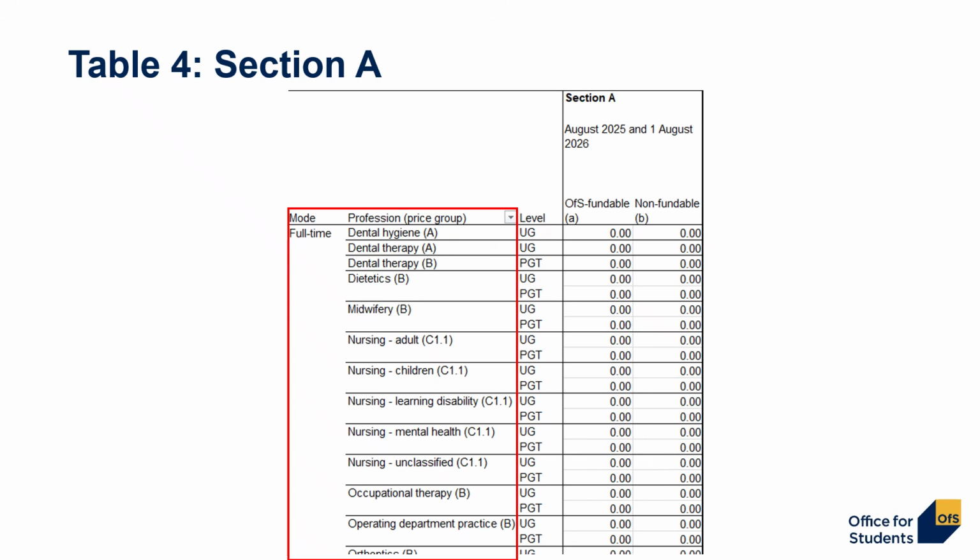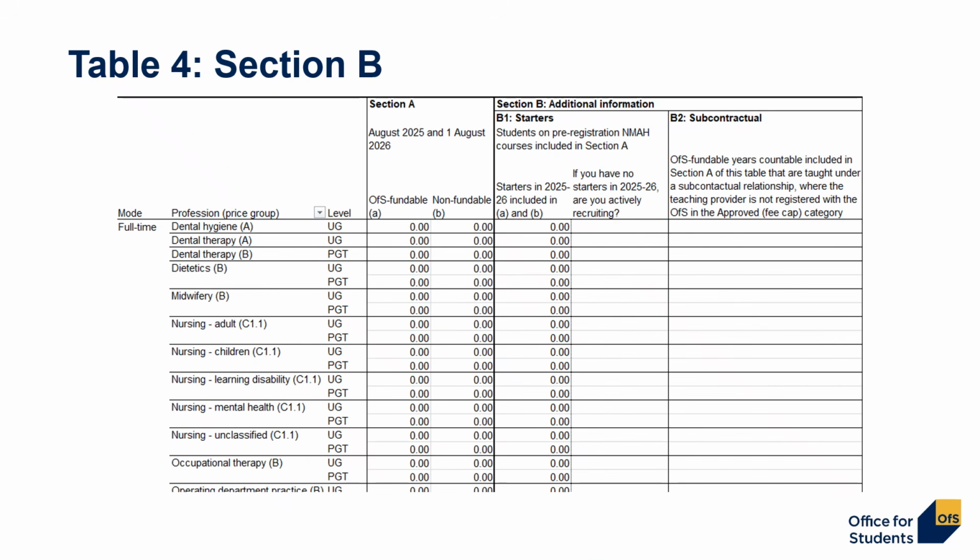For each of these modes of study, there are rows for all of the professions whose course numbers need to be recorded on this table, and as usual, these are divided between the undergraduate and postgraduate taught levels. On the right, we have Section A, into which numbers should be entered for home fee, OFS fundable and non-fundable students. If we put Section B alongside, we see its two parts, B1 for starters and B2 on subcontractual status. B1 has 2 columns.